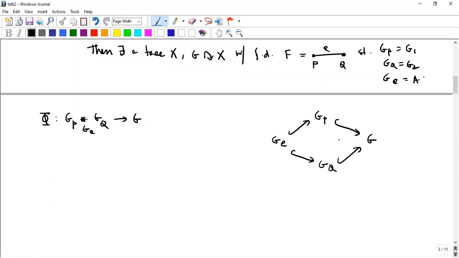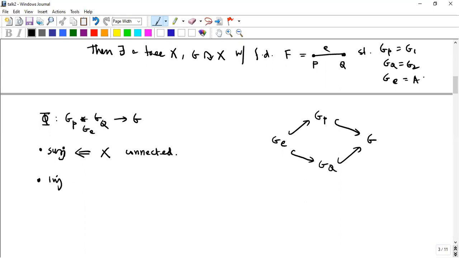Therefore we get a map from GP star GQ along GE to G just by sending a word on the generators of GP and generators of GQ to the corresponding element of G. So we get a map like this, and we have to show that this map is both surjective and injective. To prove it was surjective, we showed that G is generated by GP and GQ. And that was basically because the graph X is connected. So this is implied by the fact that X is connected.